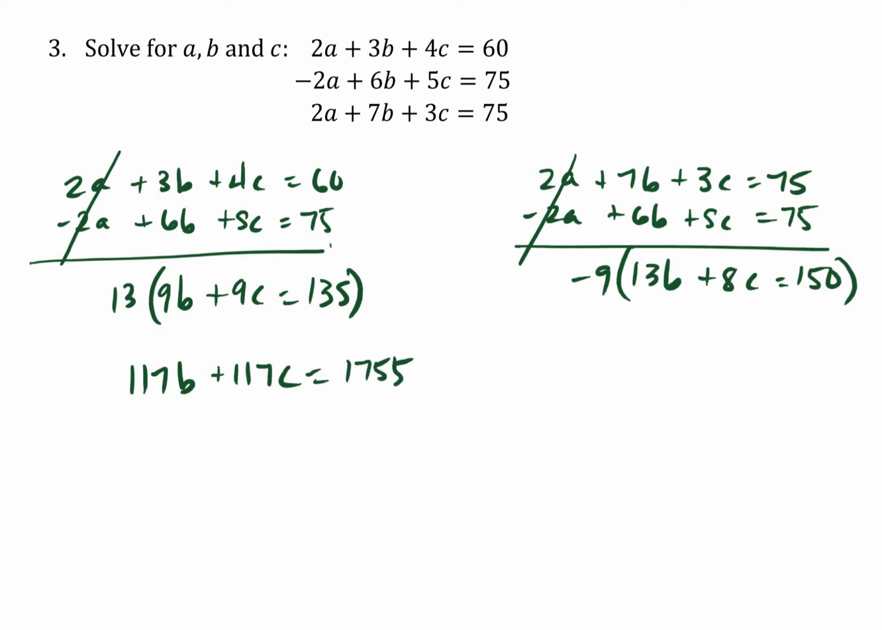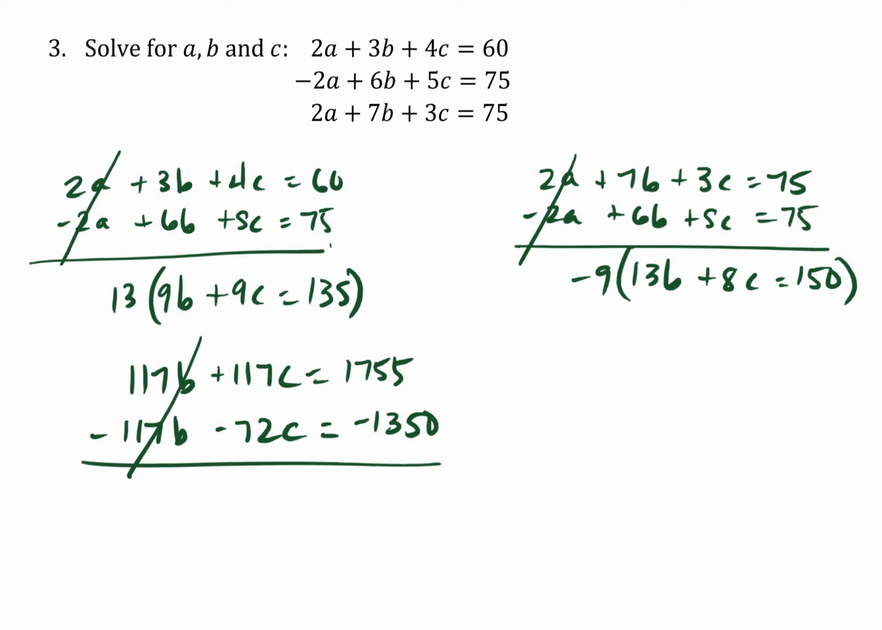1755. For the second equation, I'm going to get 117b, but negative. I'm going to get negative 72c, and I'm going to get negative 1350. These cancel. 117 minus 72 gives us 45c. 1755 minus 1350 gives us 405. Divide both sides by 45, and I get c is equal to 9.